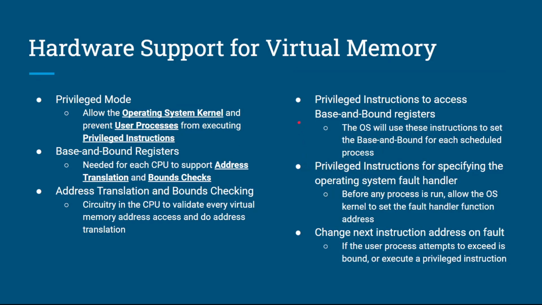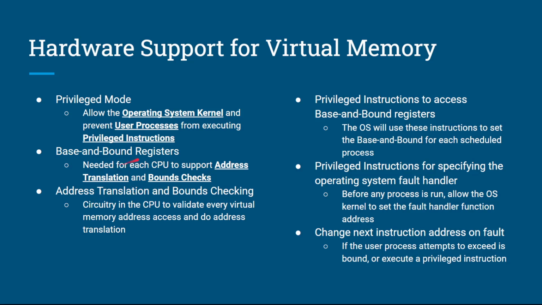So, what hardware do we need to make this work? We need some sort of privileged mode. This privileged mode is going to allow the operating system kernel to execute privileged instructions and prevent the user process from executing them. Privileged mode will also throw an exception whenever a user process tries. So, hardware must have a way to switch between a privileged mode and a non-privileged mode. To have virtual memory, we need base and bound registers of some sort. This is needed for the CPU to support address translation and bound checking.